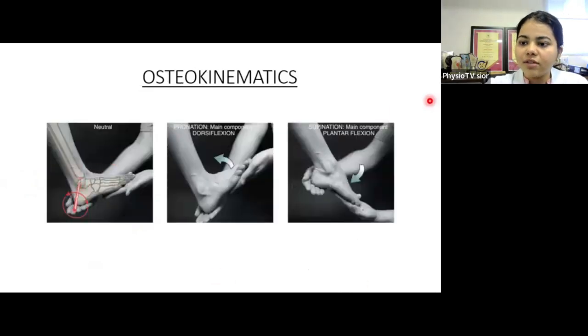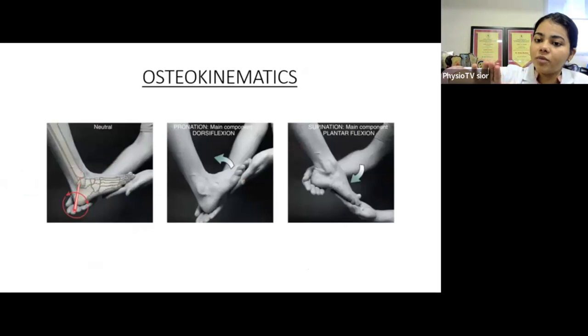So during dorsiflexion, what happens? You all can also try this. When in non-weight bearing position, if I have to dorsiflex, my foot is going to move upward. Along with that, it is going to move slightly away from the midline, outward. Now, this happens because we saw the obliquity of the axis of the ankle joint. So dorsiflexion is going to be associated with eversion and slight abduction, and vice versa for my plantar flexion.